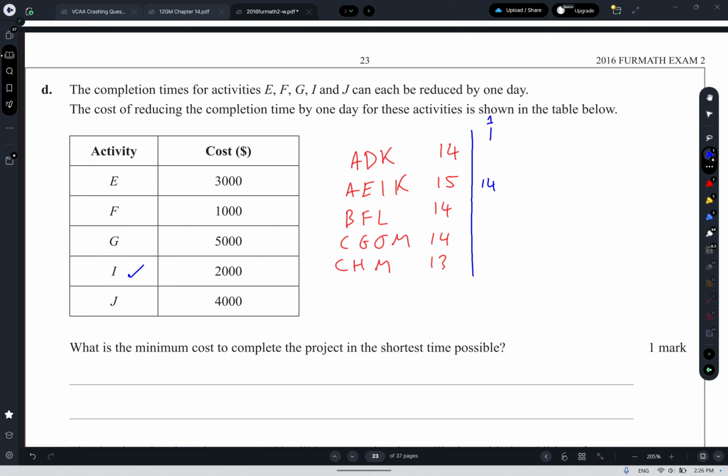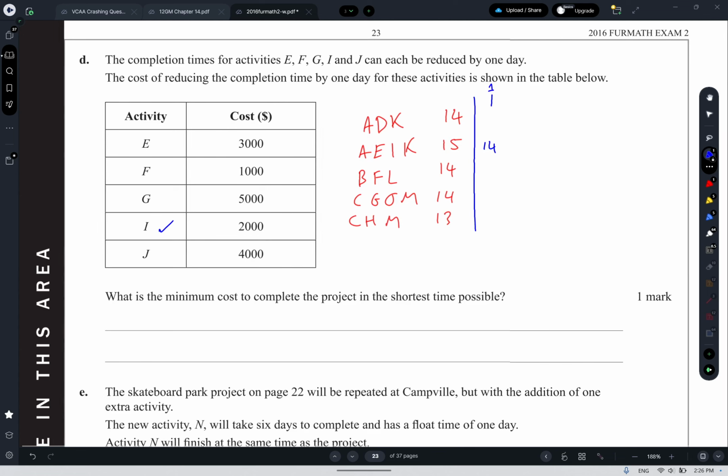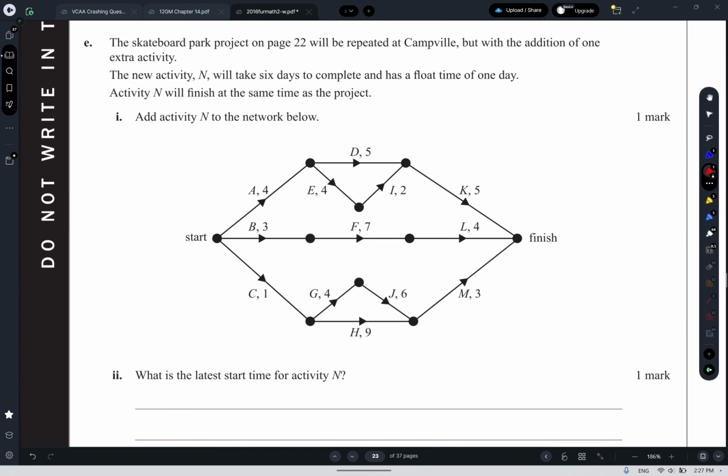What that tells me is that if I can't reduce a route that is 14 below 14, then the shortest completion time possible with the reductions is going to be 14. So I'm only going to reduce my original critical path of 15 by 1, and we already decided we will do that by reducing I by 1 at a cost of 2,000. So that's it, no more can be done. If I had the option to reduce maybe K, then I could probably reduce more of them, but it's not a choice. So that's it. Quick question, but a good question.